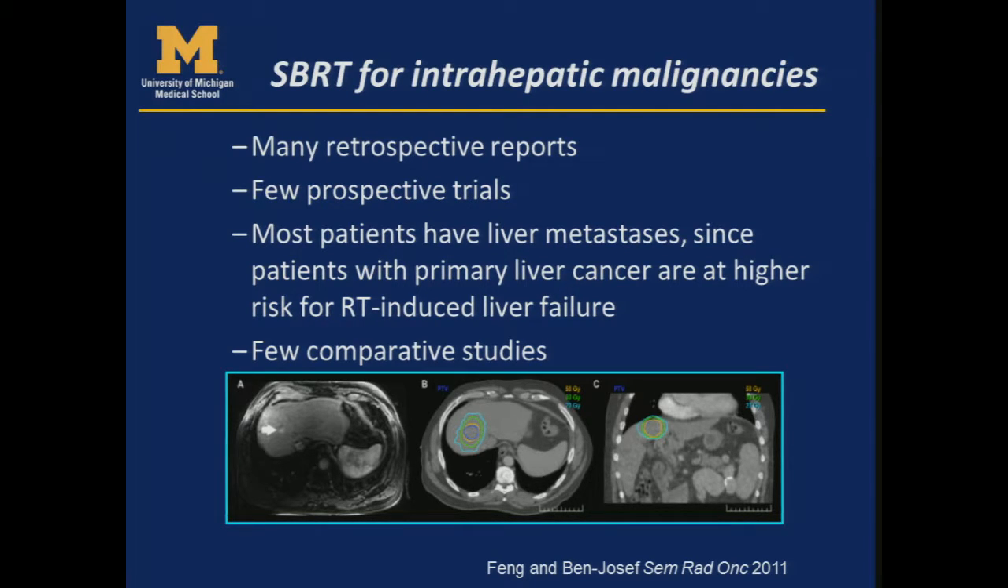Most of the patients in the reported literature have liver metastases, because those are patients whose livers are much more forgiving. It's easier to treat patients with liver metastases. Patients who have primary liver cancer have cirrhosis and their livers are very fragile, and it could be very tricky and potentially dangerous to treat them. There are very few comparative studies as well, so we really don't know how SBRT compares, for example, to regional therapies like injected beads or burning procedures, until now.